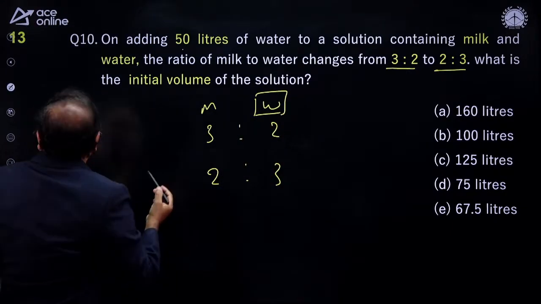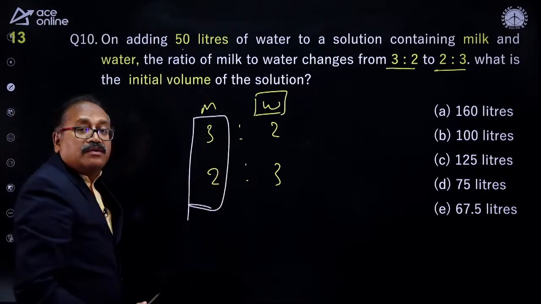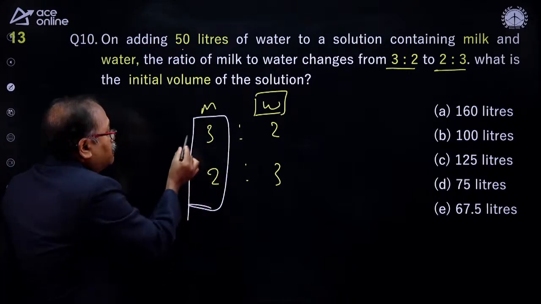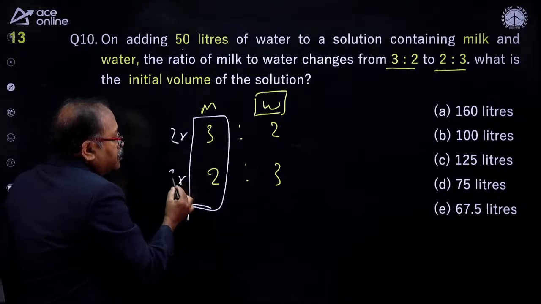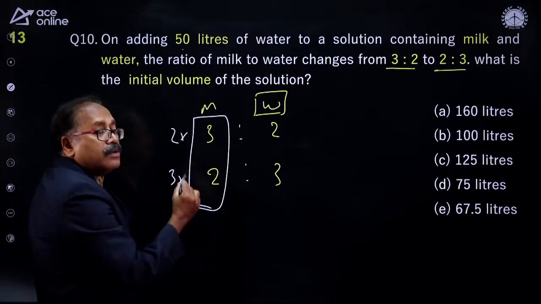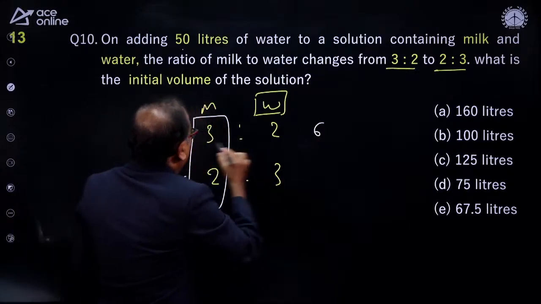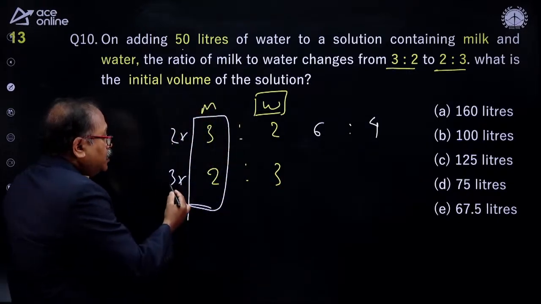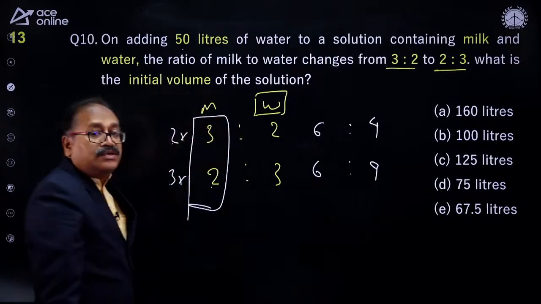Since you are adding water, the milk will remain the same. But here it is not the same, so to make it the same, I will multiply the milk by 2 in the first ratio and by 3 in the second. So here it is 6, here it is 6. Multiply the whole ratio by 2: 2 into 3 is 6, and 2 into 2 is 4. Now 3 into 2 is 6, and 3 into 3 is 9. So the milk is the same.